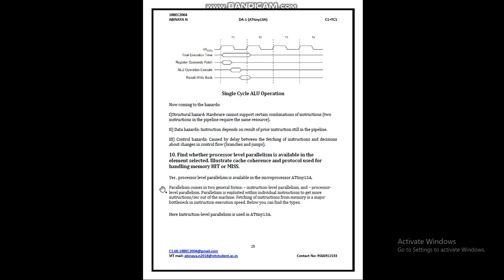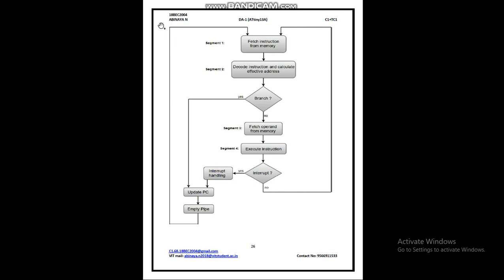Parallelism comes in two general forms, that is instruction level parallelism and processor level parallelism. Parallelism is exploited within individual instructions to get more instructions out of the machine. Fetching of instructions from memory is a major bottleneck in instruction execution speed. Below you can find the types. Here in this processing element, we have used instruction level parallelism. This is the basic flowchart of the instruction level parallelism.